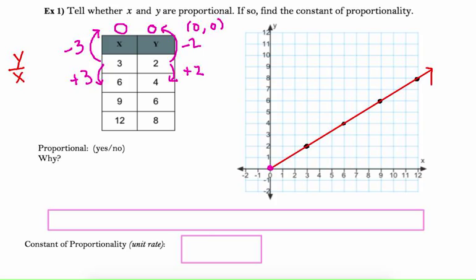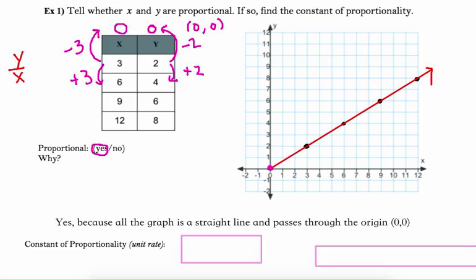right? So is this relationship proportional? The answer is yes. Why? Because the graph is a straight line and it also goes through the origin. So I would say that this is proportional because the graph is a straight line and it passes through the origin. Now let's calculate a constant of proportionality for this relationship because it's proportional.